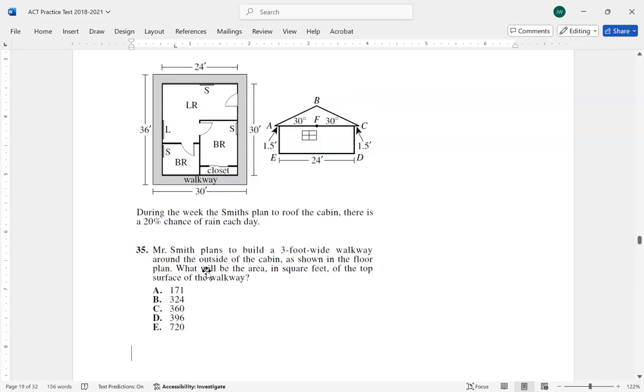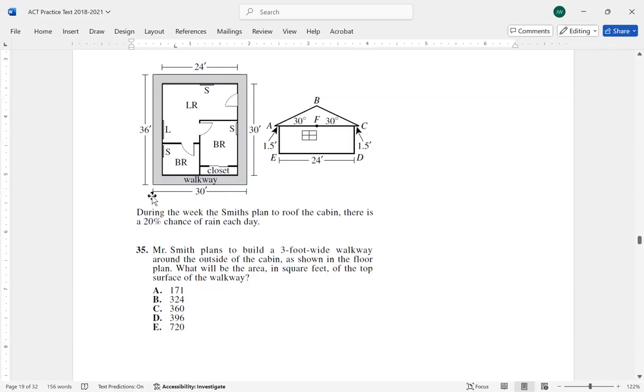Question 35. Mr. Smith plans to build a 3-foot walkway around the outside of the cabin as shown in the floor plan. What will be the area in square feet of the top surface of the walkway? So as shown in this floor plan, that's the gray around the house. That's the walkway. That's the 3-foot wide walkway.